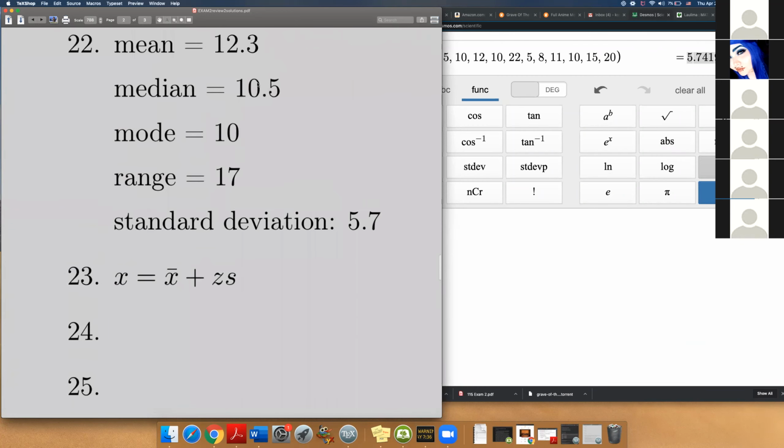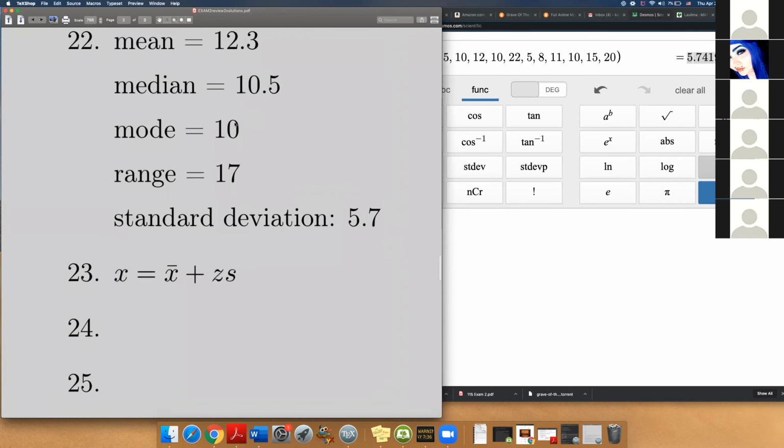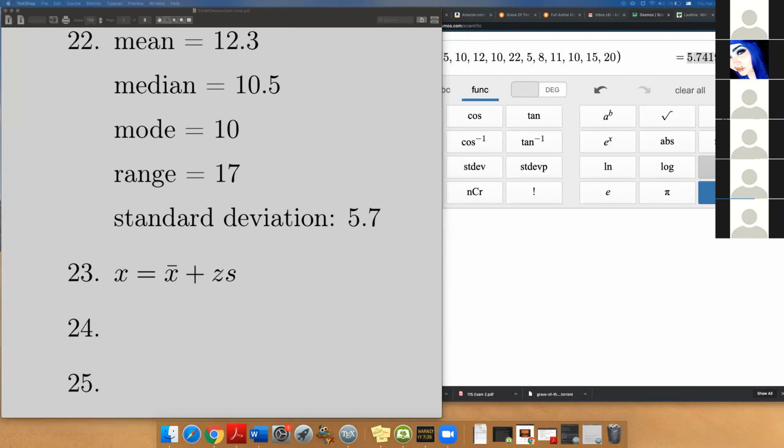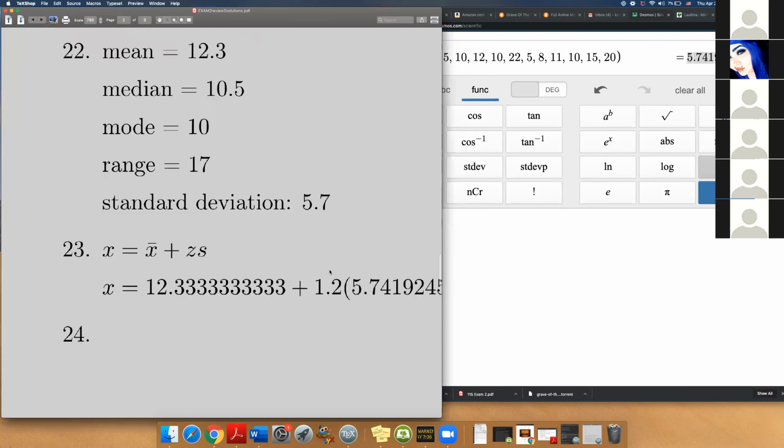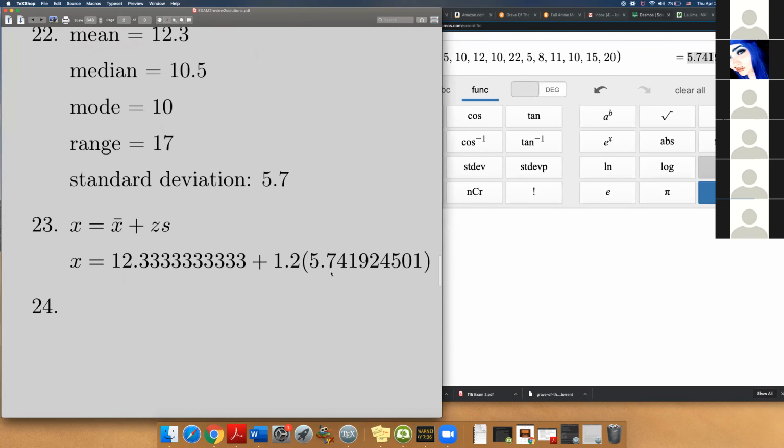Okay, so what is that in our case? Well, the mean was 12.3, z is 1.2 and s is 5.7. Except when I actually do it, I should always keep more accuracy than necessary until the end, because that's going to make sure that you round to the right digit. So I'm going to plug in the long version.